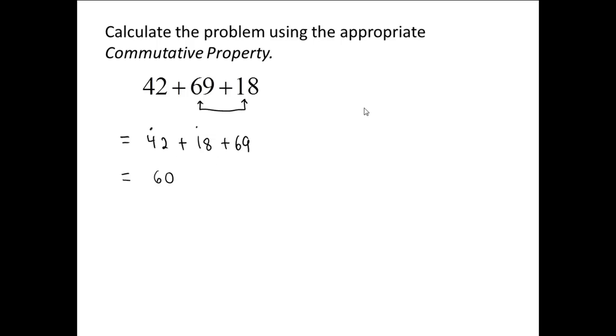69 plus 18 was rewritten as 18 plus 69 in order to have the 42 and 18 side by side, which gave us an easy calculation of 60. So then we have 60 plus 69. 60 plus 60 is 120, plus 9 is 129.